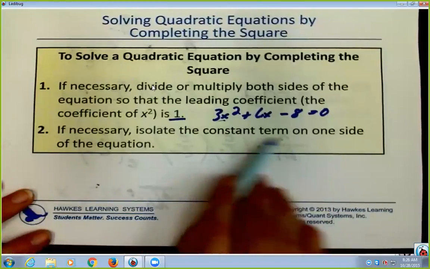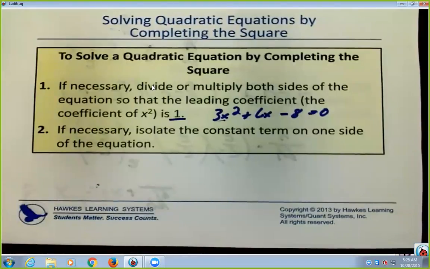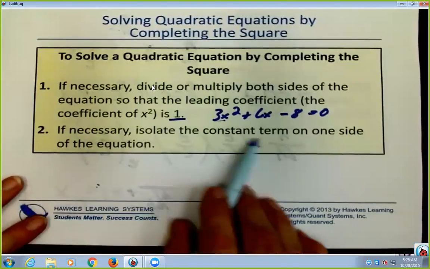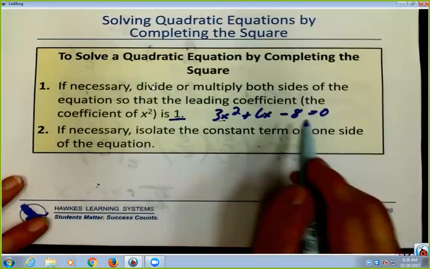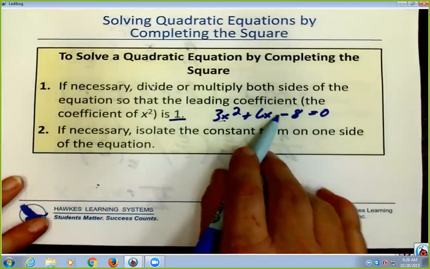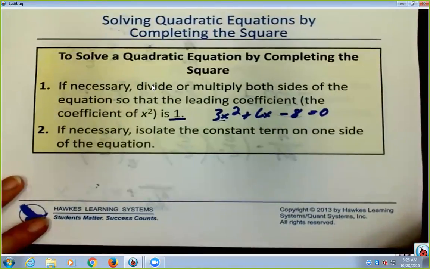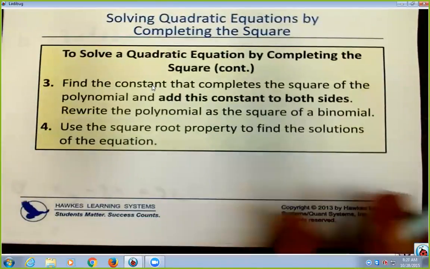So if necessary, isolate the constant term on one side of the equation. So sometimes we're going to need to do that. So we're going to need to take this 8 and move it to the other side and get it so that we have that blank hole in there that's going to make us complete the square like we just did. And again, it'll make more sense as we go through that.